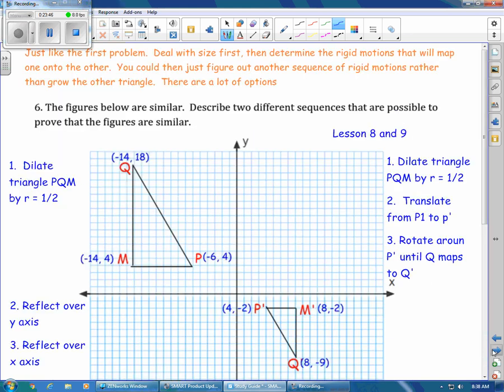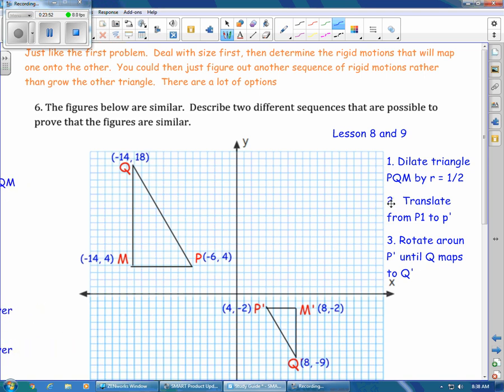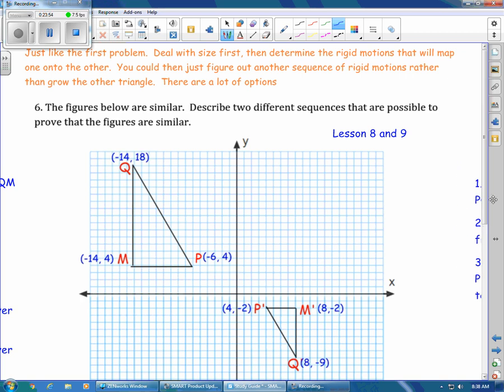Okay, our level 4 question. Oops, I forgot to move all of this away from the last time I did the problem. So let me move this away so that we can talk through it. Just like the first problem, we are going to deal with size first and then determine the rigid motions that are going to map one onto another. You could then just figure out another sequence of rigid motions rather than grow the other triangle. There are a lot of options here. This is just like that last test where you had to give me 2 different sequences.